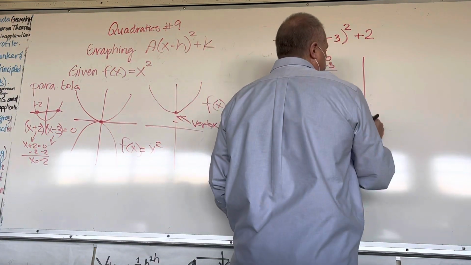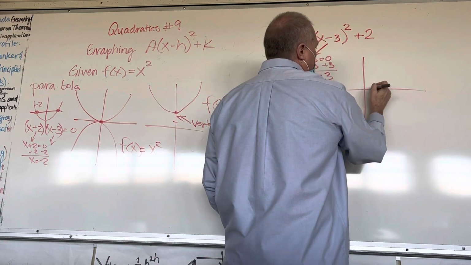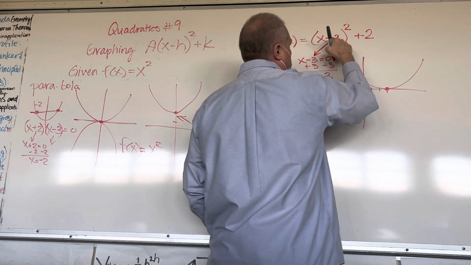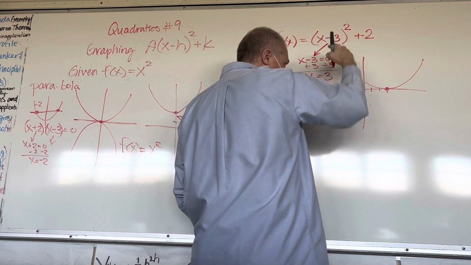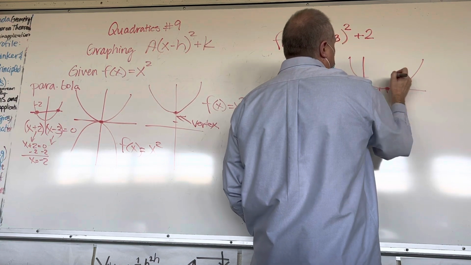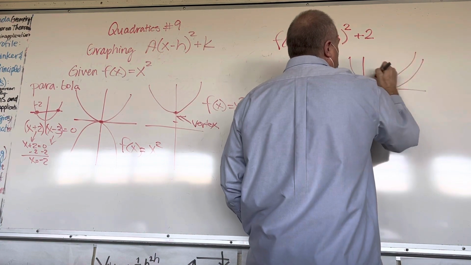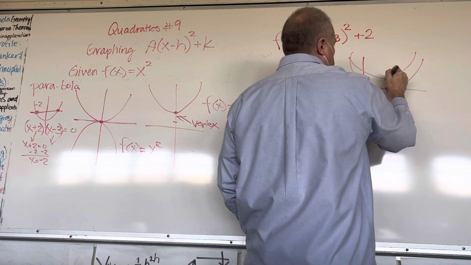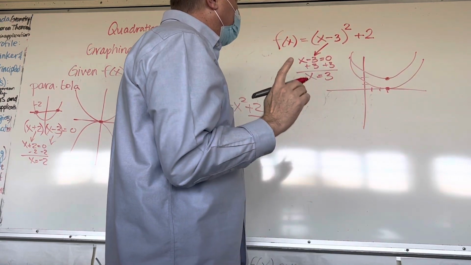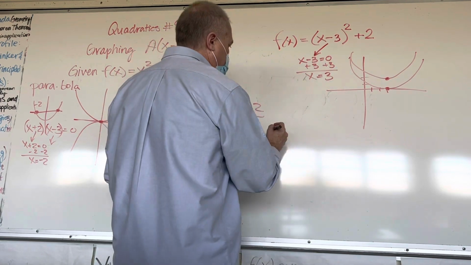so what happened, just to draw it up here, it went 1, 2, 3. The parabola went through this because of the minus 3 in the parentheses. And then when we said plus 2, it went 1, 2 up to here because of the plus 2. Right?